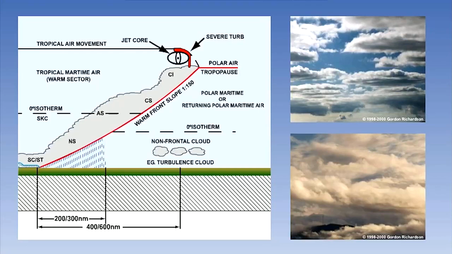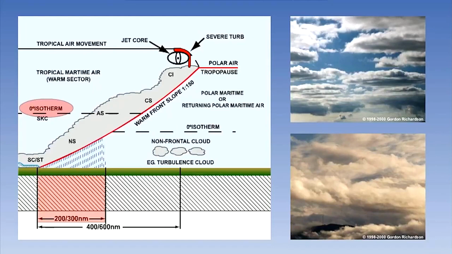Nimbostratus, thick and threatening looking cloud. Stratocumulus, and finally stratus, the lowest of all the clouds. Notice how the main area of precipitation starts 200 to 300 nautical miles ahead of the surface front as the base of the cloud gradually lowers.